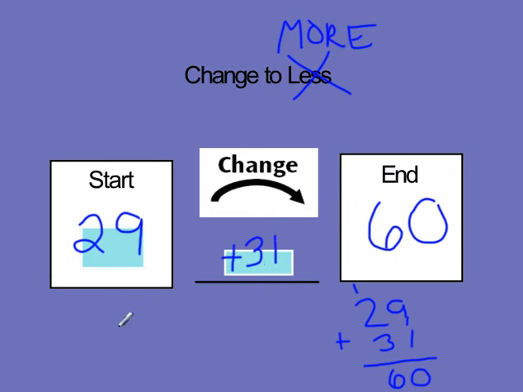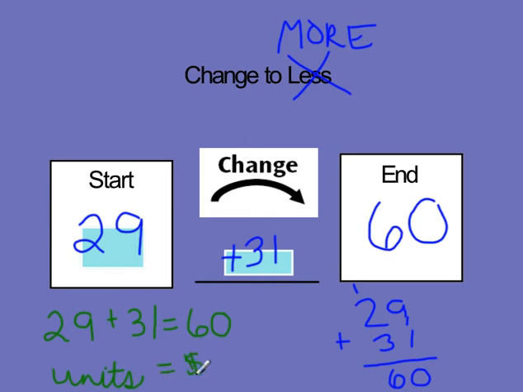Now we could write a number sentence for this, and it would be 29 plus 31 is equal to 60. That would be our number sentence or our number story for this problem. If I asked you what the units would be, you would say that the units would be dollars because we are talking about money here.